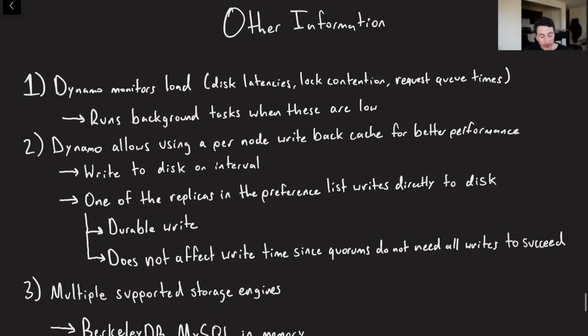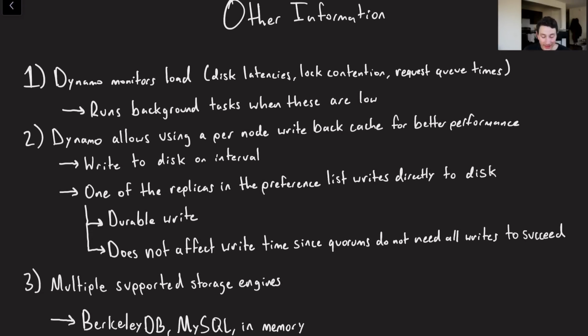That's totally fine. Okay, some random other information before I get to the conclusion of this video, which is finally coming, if you would believe it. So number one is basically Dynamo has a bunch of background tasks, right? We mentioned things like anti-entropy and things like passing off your hinted data, stuff like that. And so what it'll do is it'll actually monitor the load on each node. So that'll be things like our disk latency, our lock contention, our request queue times. And then when that's particularly low, that's when it'll try and bias itself to run more of these background tasks.